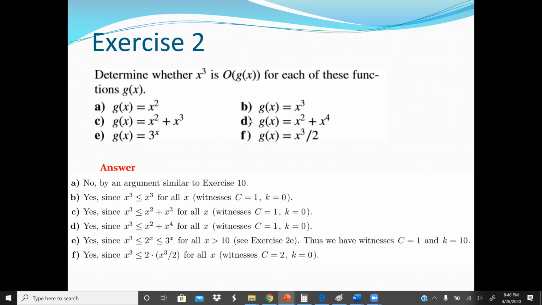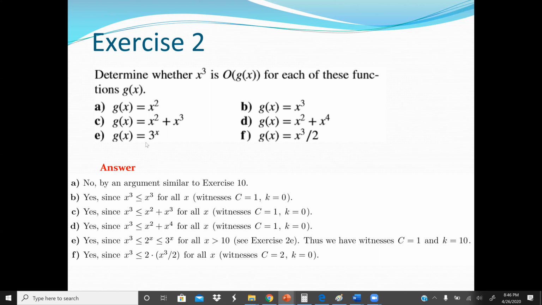Now, when we go to C, so it is also possible, s cubed, as we said, yes. D also is possible because we have s to the power 4 is greater than s to the power 3. So that's what we said. s cubed should be less than or equal to s squared plus s^4 for all s. So witness will be c is 1, k is 0.